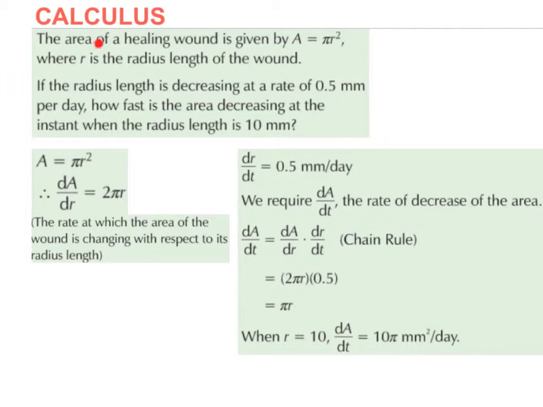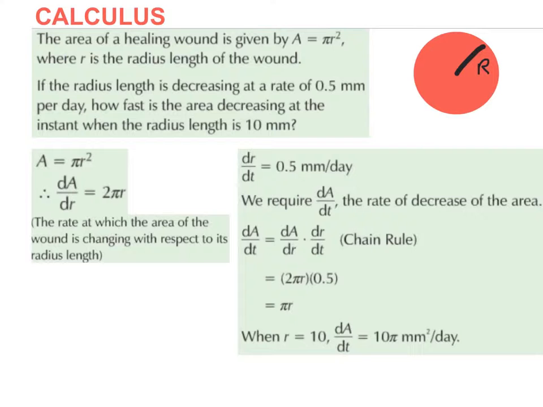Calculus. The area of a healing wound is given by A equals pi r squared, where r is the radius length of the wound. Now hopefully you recognise pi r squared as the area of a circle formula. So A equals pi r squared would give us the area of a circle, and the r representing the radius is the distance from the centre to the edge.